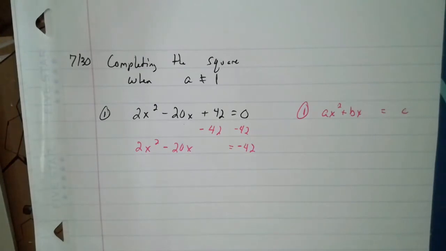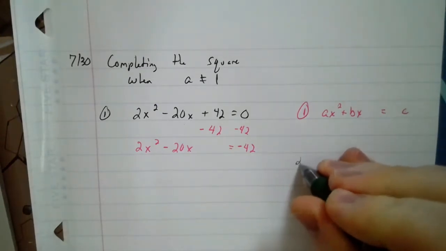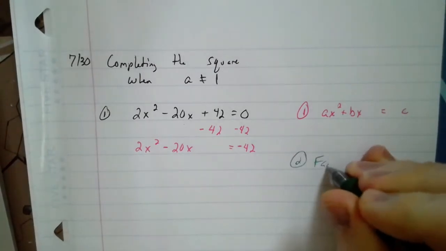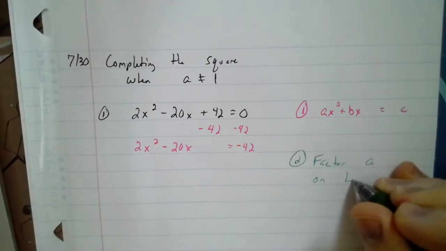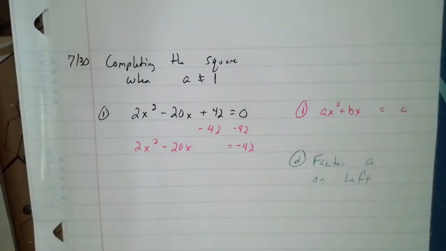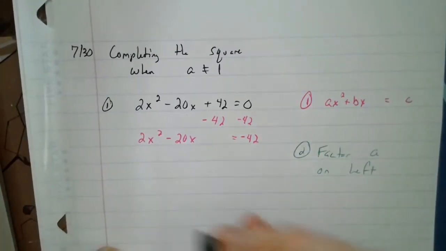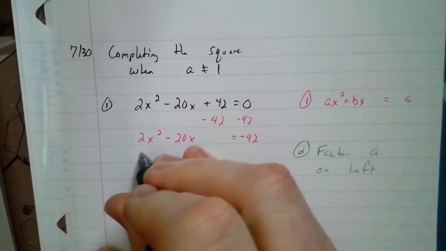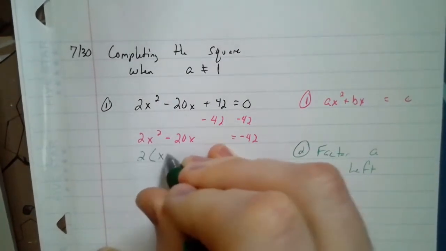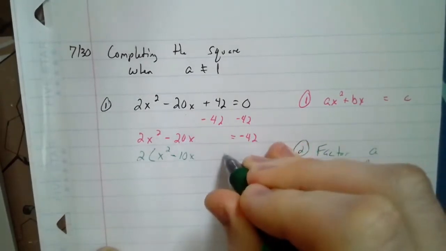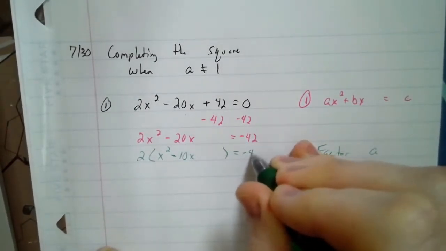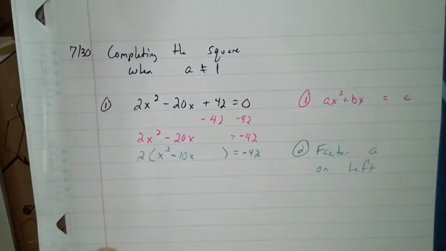After we do that, we've got a new step, okay? So step 2, we're going to factor a on the left. So whatever a is, we have to factor it on the left. So over here, I'm going to factor out this 2. I'm going to be left with x squared minus 10x equals negative 42, okay? So that's the very important step there.